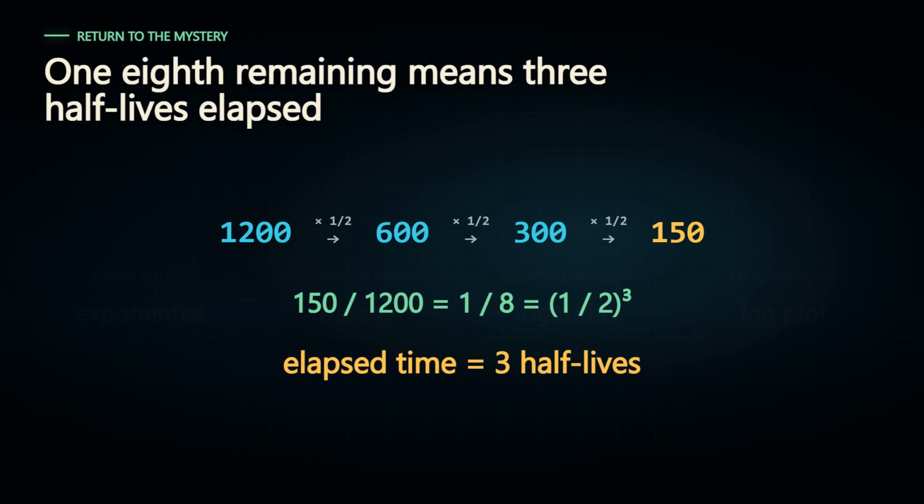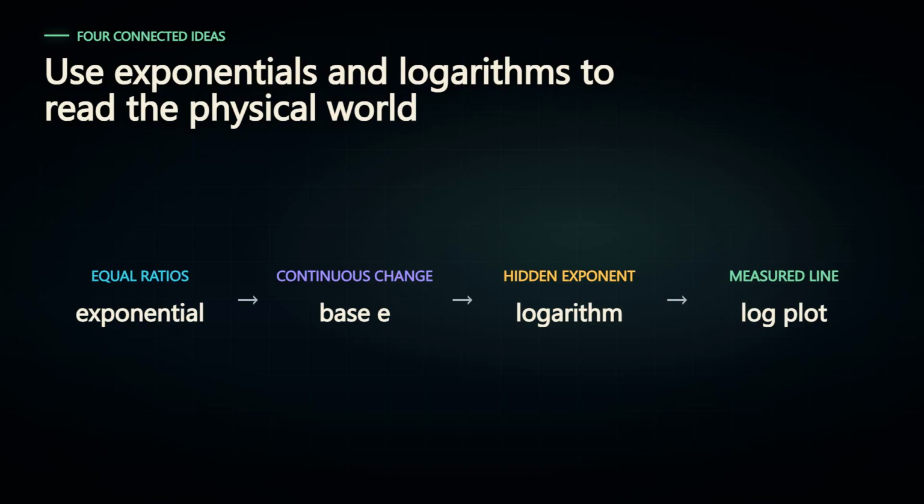Keep 4 connected ideas. Equal intervals with equal ratios create exponentials. Base e describes continuous fractional change. Logarithms recover the hidden exponent. Logarithmic axes turn exponential data into lines we can measure. These are not symbol tricks. They are tools for reading clocks, distances, rates, and scales from the physical world.